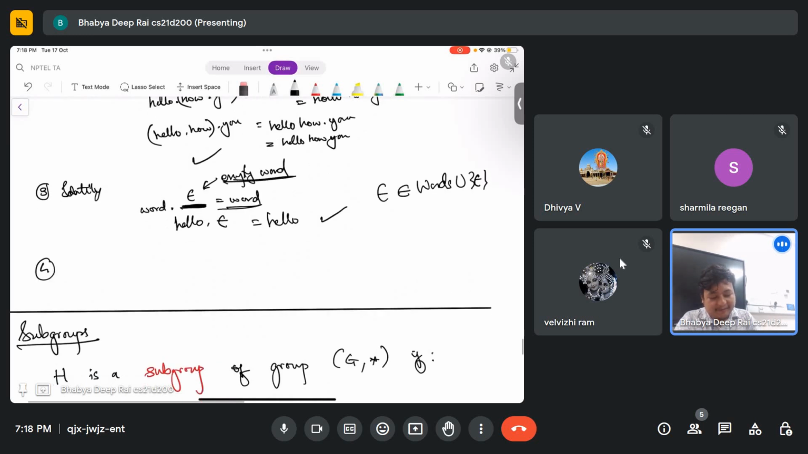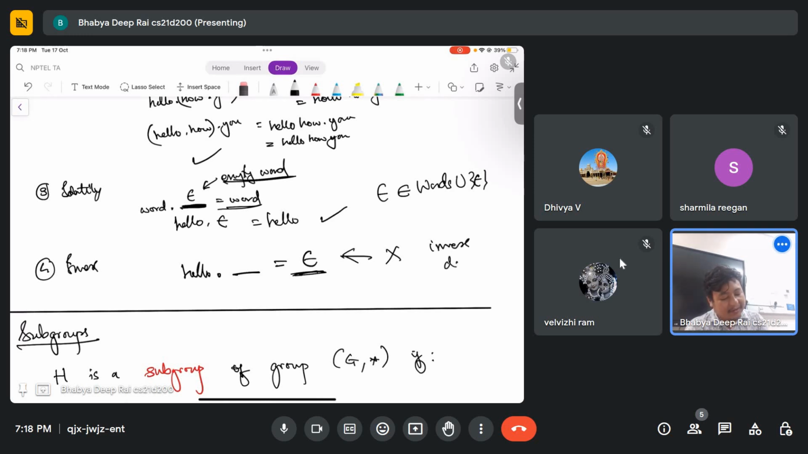Final question is inverse. Can you take a word hello, multiply something to it, and then get an epsilon word? Can you concatenate? That sounds absurd, right? You take a word and at the end you put another word. Anything you put here, any word, apple, ball, empty word, whatever, you cannot hope to obtain epsilon. You cannot hope to obtain the identity element. Therefore, no inverse.